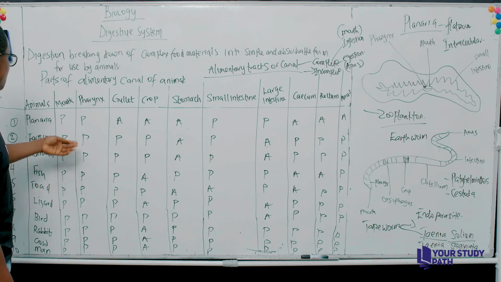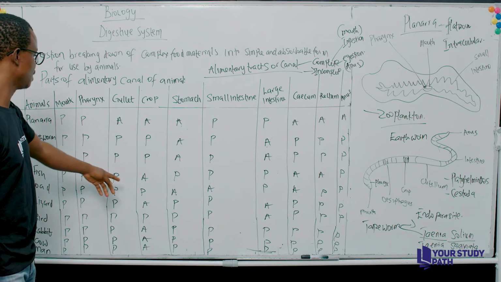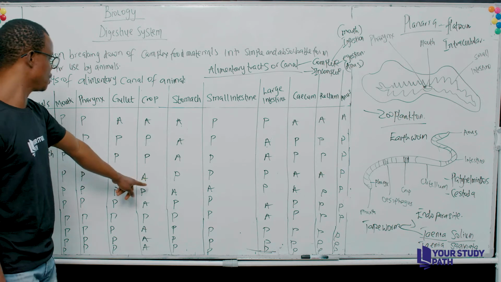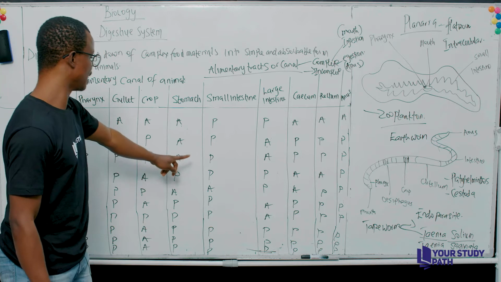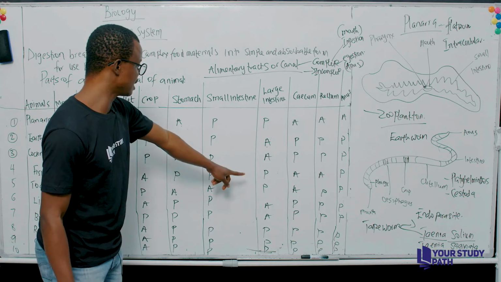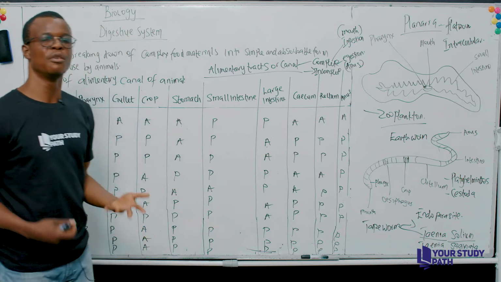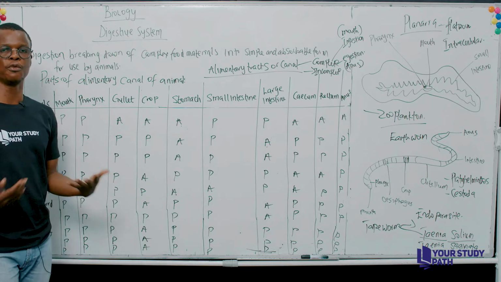Fish has a pharynx, has a gullet. Fish does not have a crop. Fish has the stomach, of course. It has a small intestine and a large intestine. It does not have a cecum. It has a rectum, and of course, it has an anus for egestion of food.